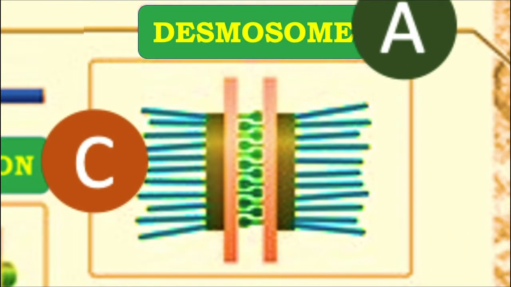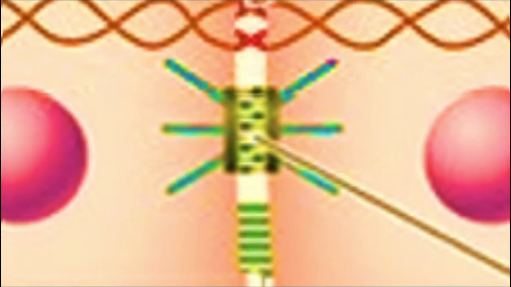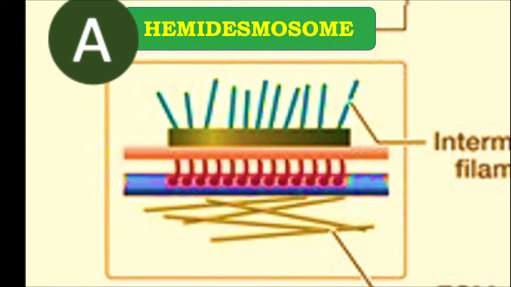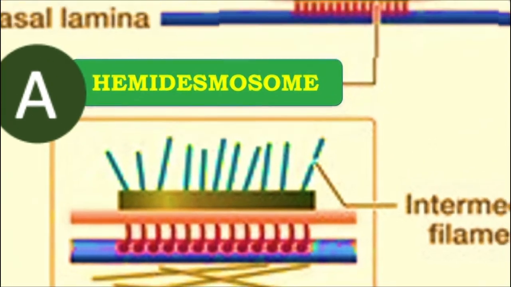Desmosomes, on the other hand, are patches characterized by opposed thickenings of membranes of two adjacent cells. They anchor the cells to intermediate filaments. And these are hemidesmosomes. They bind cells to the matrix or the basal lamina of tissues.